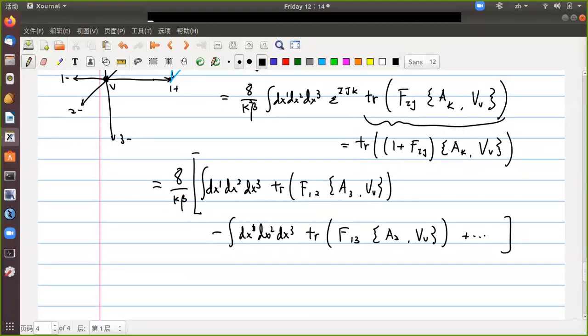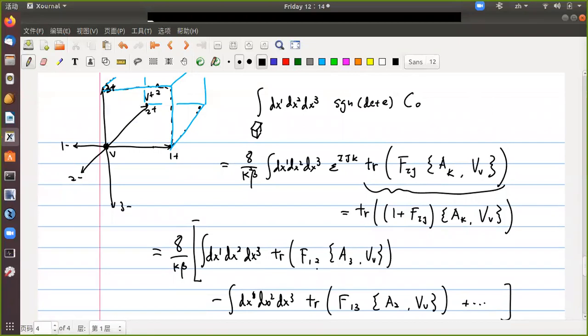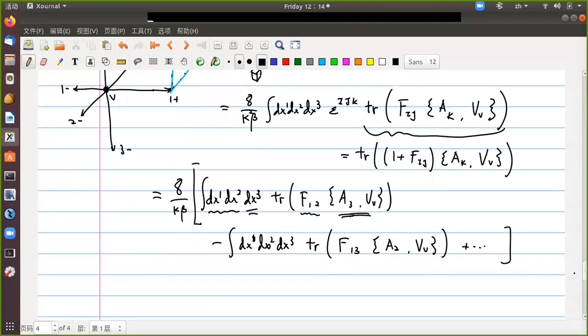And then for the first term, because this is F_12, you consider dx1, dx2 to integrate this F_12, and then you replace it by a holonomy around the plaquette determined by 1 and 2. And then dx3 is integrating this Poisson bracket, A_3. Here it is F_13, so you take dx1, dx3 to integrate this F_13, and then take dx2 to integrate the Poisson bracket of A_2.